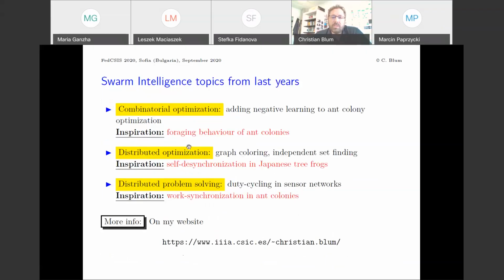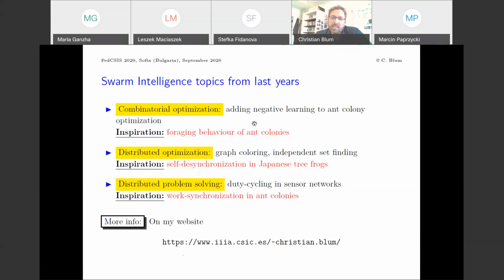Just to give you an idea of what we are working on in this area and what we have been working on. At the moment, concerning the meta-heuristic ant colony optimization applied to combinatorial optimization problems, we are trying to add actually negative learning. If you think about learning algorithms in the field of meta-heuristics, at least, they are basically all based on positive learning. So learning from positive examples, from good solutions.